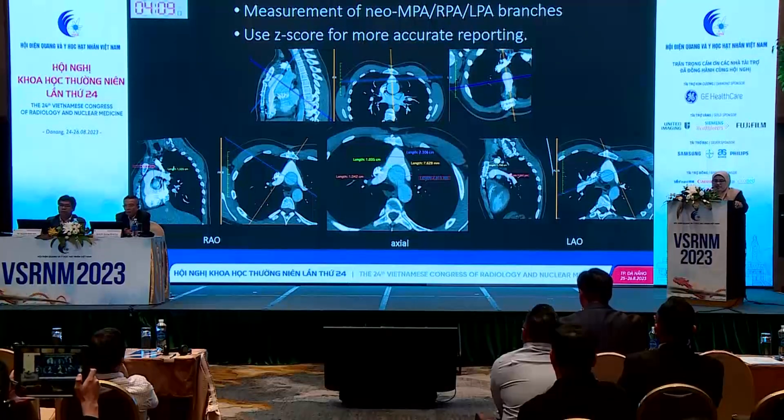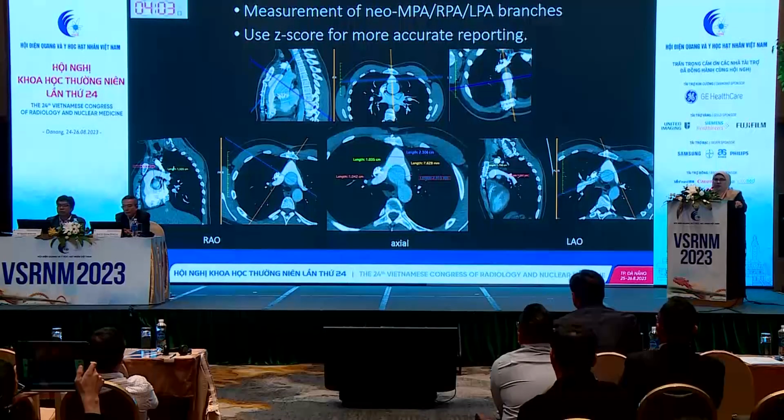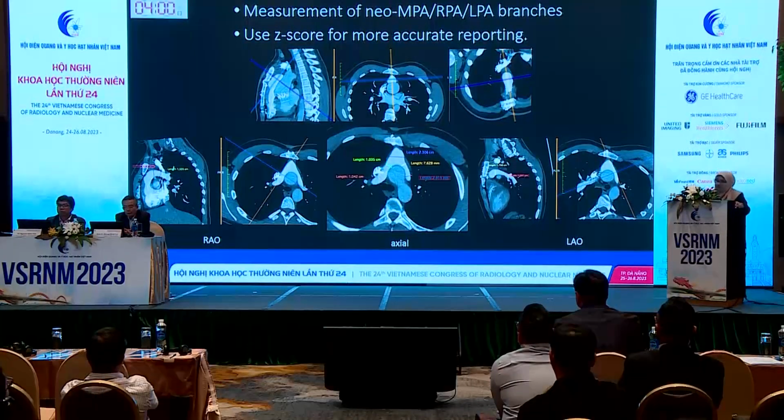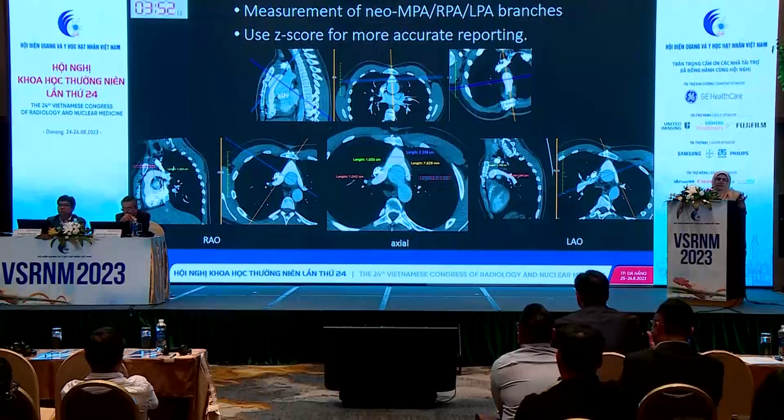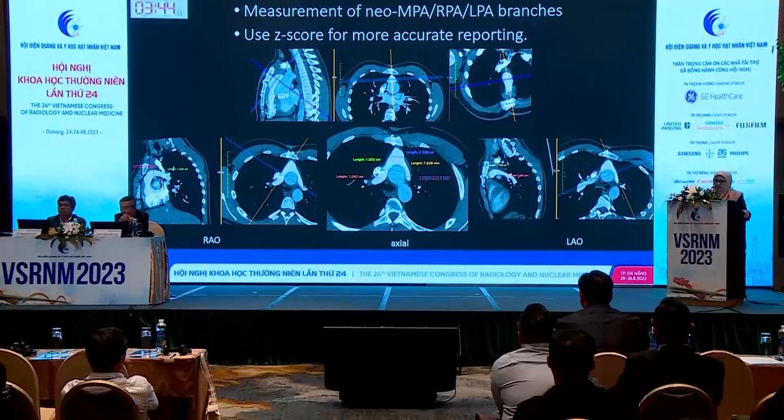The take-home point here is that when you do measurements related to the neo-MPA, RPA or LPA branches, please use a Z-score for more accurate reporting, because this is based on my experience. Radiologists always like to describe things as dilated, small or stenosis, but we could not provide any more objective assessment.